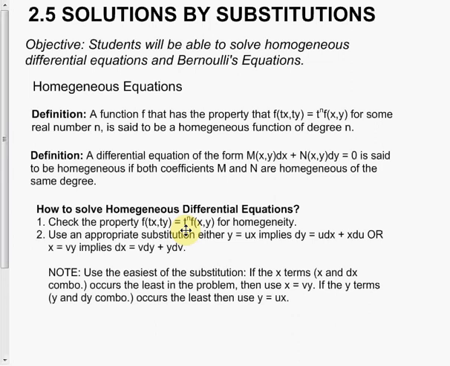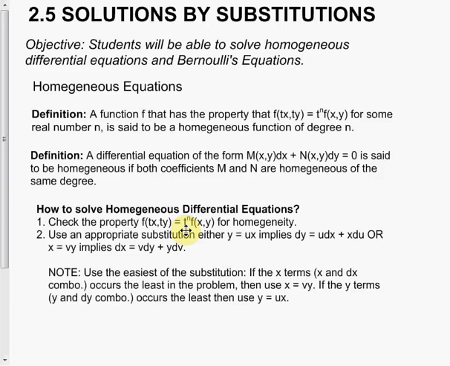Section 2.5, solutions by substitutions. What I want to do is to try to cover, if I can, about 3 to 4 problems in this section because of my time limitation. And then when we come back the next day to review, if I miss a problem, I definitely go over it on the next class time. Okay.